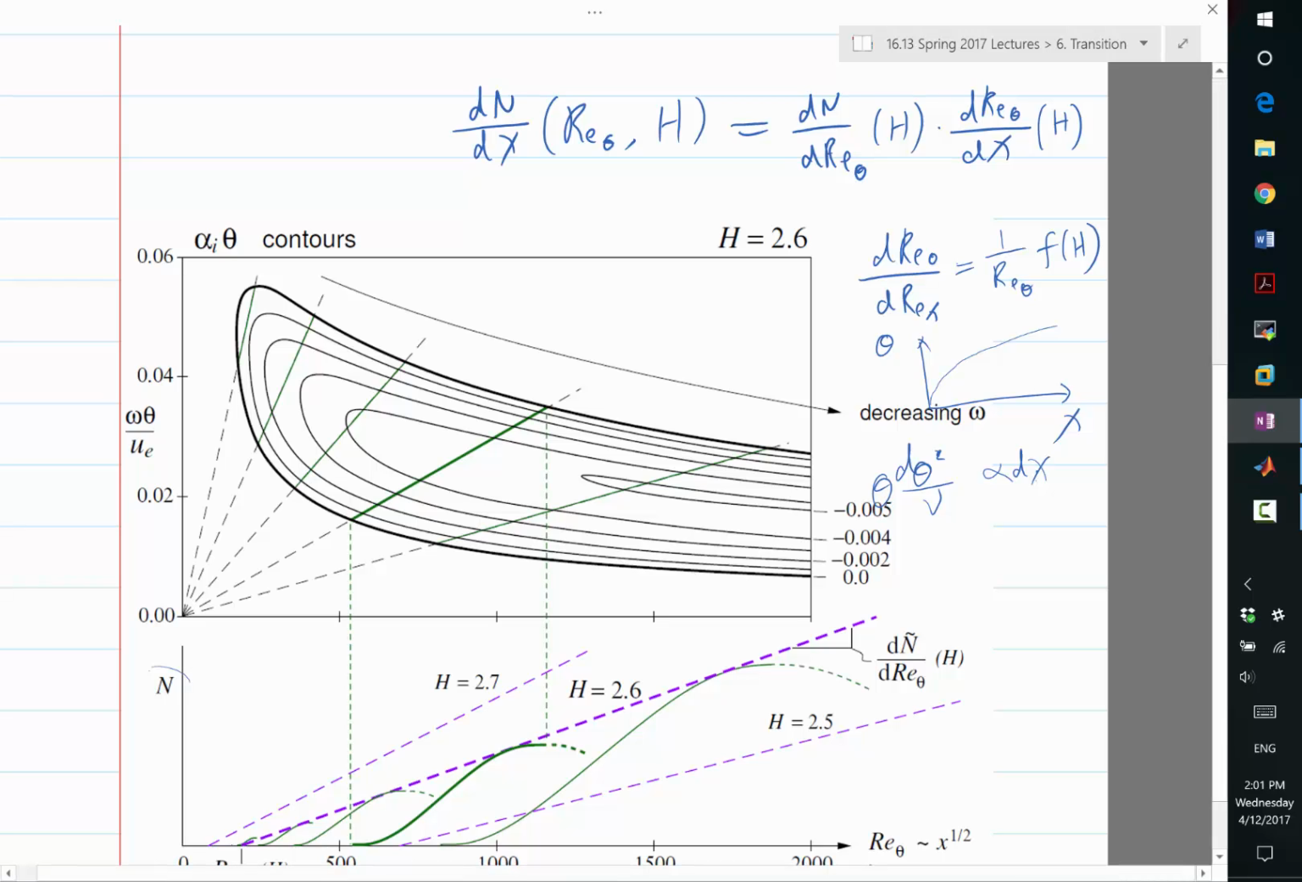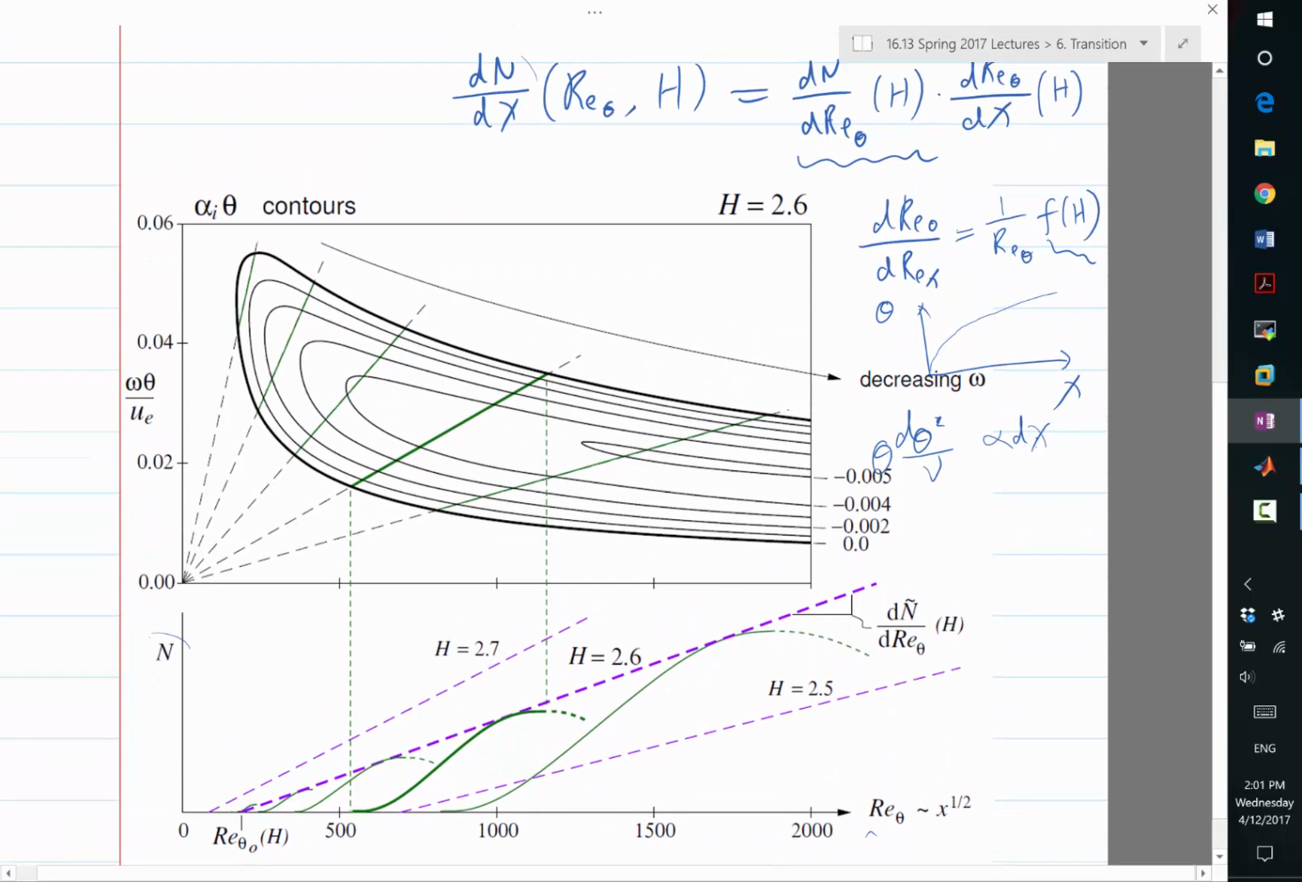So if we can perform a data fit of both dn d(Re theta) and also this f of h, we can predict the growth of n. And if we have the growth of n, and if we have a maximum n that we think the flow is going to transition, that gives us a transition model. And the maximum n at which the flow is going to transition depends on the initial disturbance level.